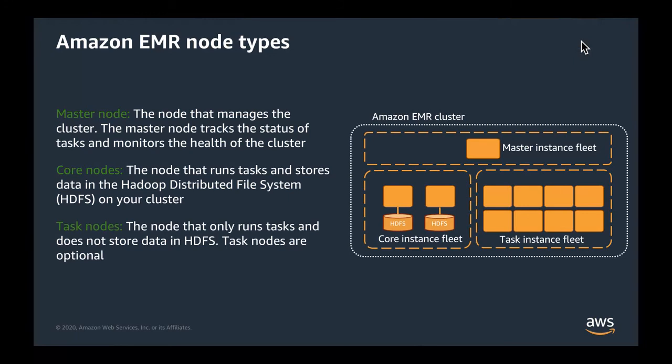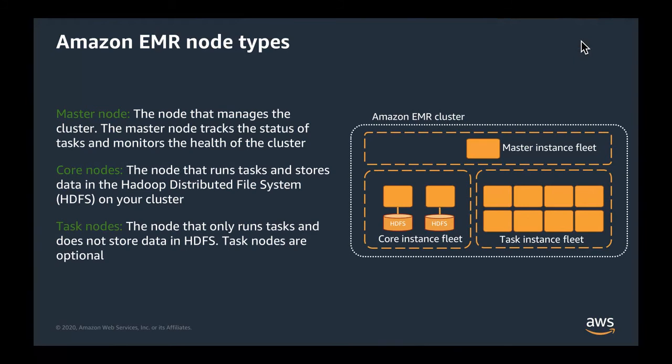And even if you look into EMR on the console, in the quick options you will see only master and core, because you can start a cluster just with that. But if you go to advanced options, again from the console experience, you will see task, and then you can add task nodes to it.